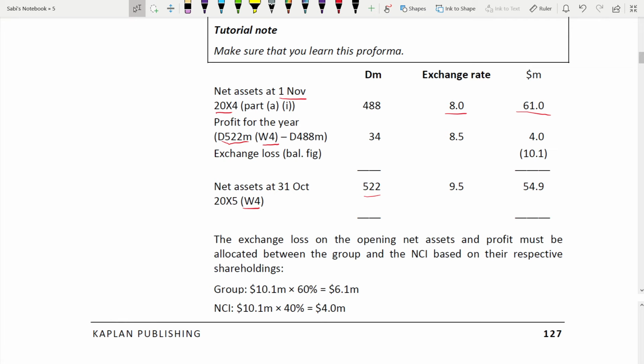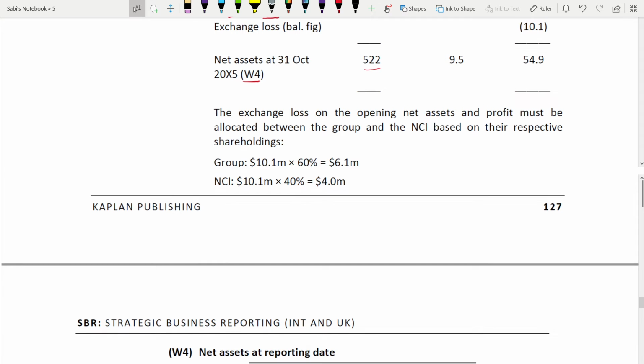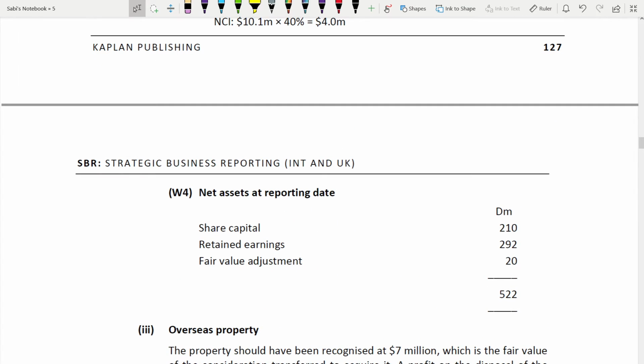You don't have to estimate, that thing is out now. So thanks to the CB platform, okay, now let us go to working 4. Working 4 is a very small figure, net assets at the reporting date. Share capital, retained earnings and fair value adjustments. We saw the fair value adjustment was 20, okay.